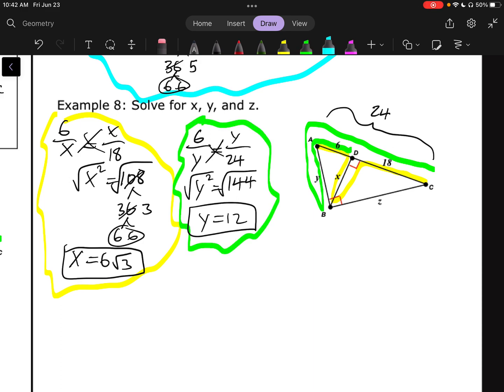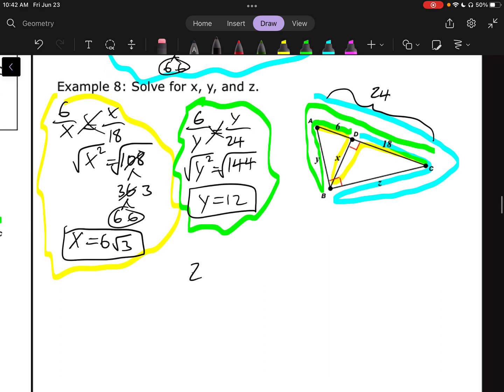And then lastly, we need to find z. So for z, I'm going to start with the 18, go down z, and then back around. So that's going to be z over 18. No, I'm sorry, 18 over z. 18 over z is equal to z over 24. That's z squared is equal to 18 times 24, which is 432.